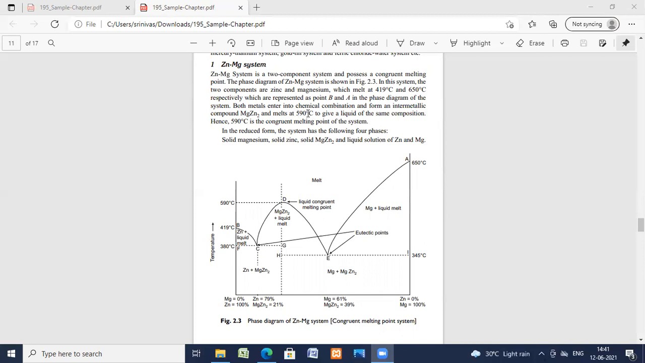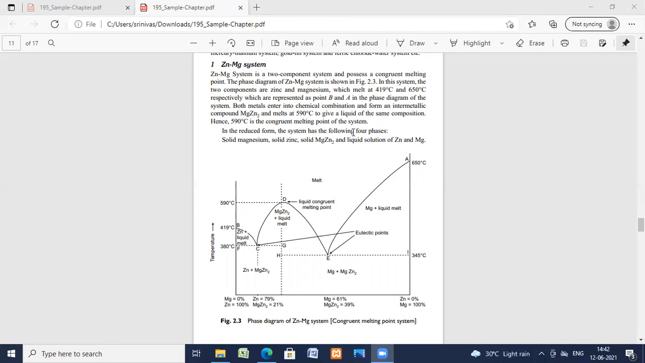The melting point is 590 degrees. This is called a congruent melting system. You get liquid of the same composition. Hence, 590 degrees is the congruent melting point of the system. In the reduced form, the system has 4 phases. A compound which melts sharply at constant temperature into liquid at the same composition as the solid is said to have a congruent melting point.